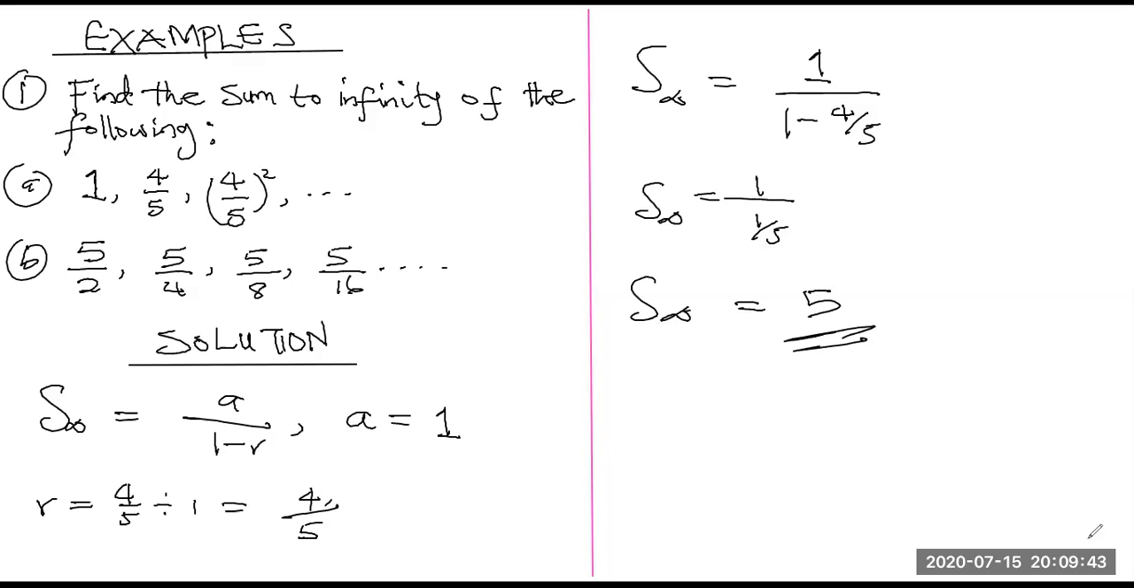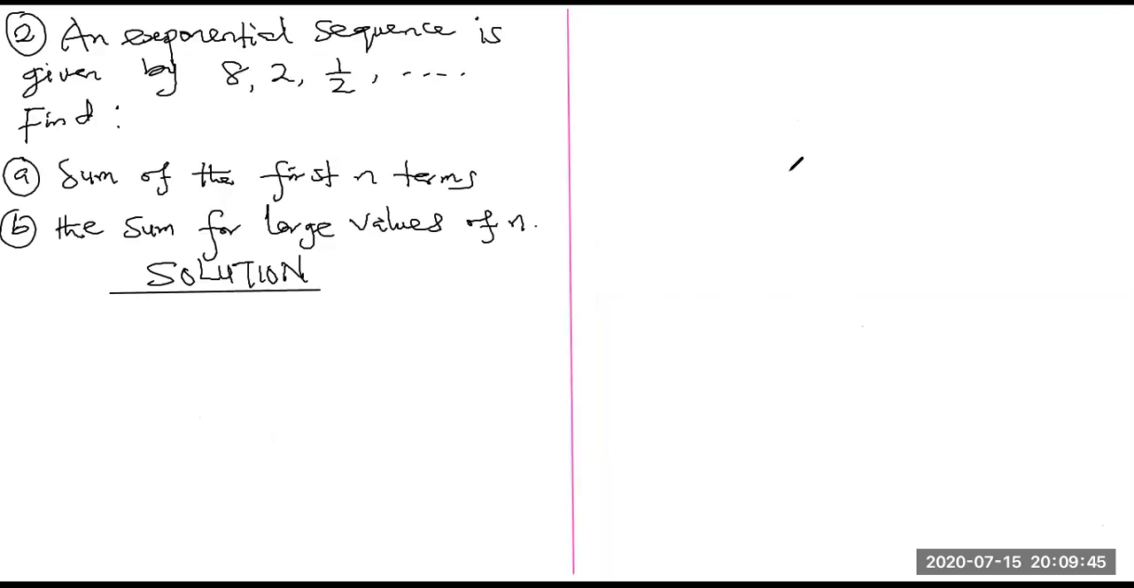Number 2, we are told that an exponential sequence is given by this sequence. Find the first n terms. They did not give us the number of terms, but just say we should find the sum of the first n terms. So what do we do for this question?